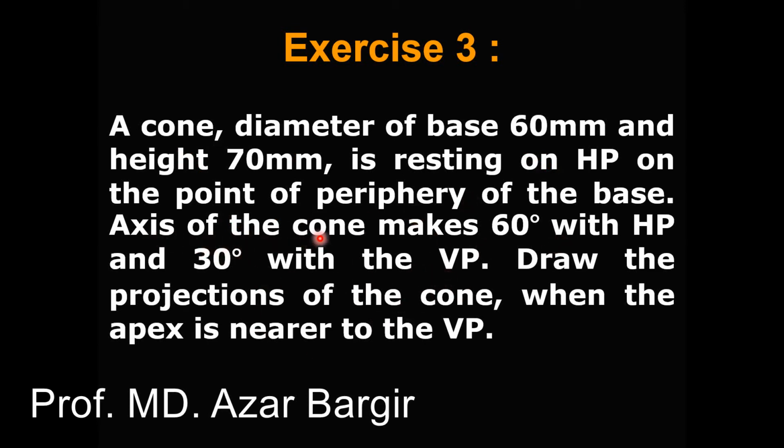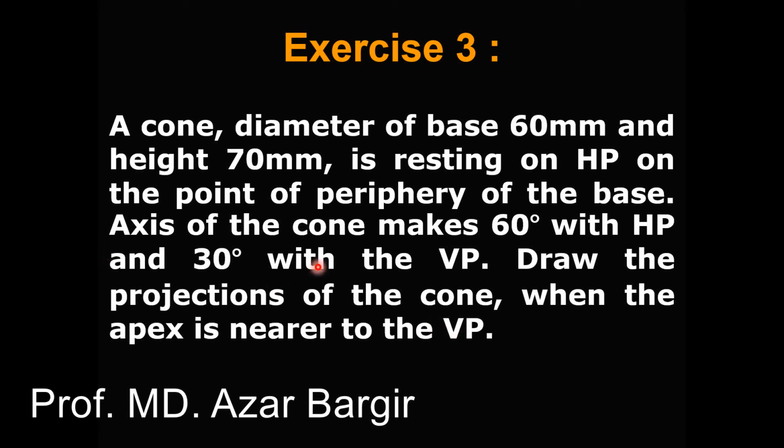The axis of the cone makes 60 degrees with HP, so the front view inclination theta given is 60 degrees, and 30 degrees with VP. So the inclination is with respect to the axis of the cone. Theta given is 60 degrees and phi given is 30 degrees. The first and second stage is the inclination with respect to the front view, and this is with respect to the top view in the third stage. So draw the projection of the cone when the apex is nearer to the VP. So the apex point should be nearer to the reference line VP, and then you have to draw the third stage.